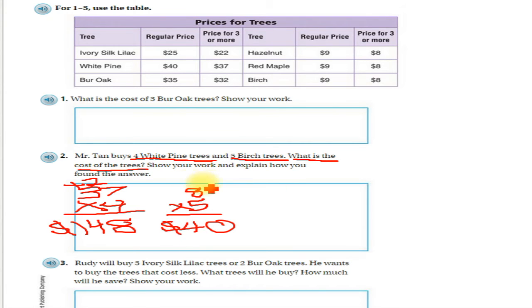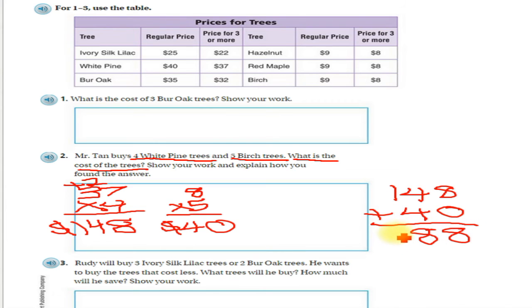Now let's go back to our question. It says, what is the cost of the trees? So that means all the trees. So I have to take the price of my white pines plus the price of my birch trees. So I'm going to take that $148, that's my white pines, plus the $40, which it costs for my 5 birch. 8 plus 0 is 0, 4 plus 4 is 8, 1 plus nothing is 1. So, $188.